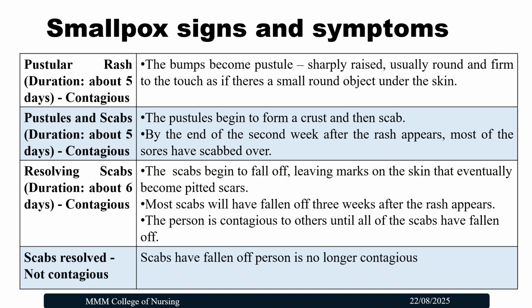The sixth phase is resolving scabs. Duration is about 6 days, and it is contagious. The scabs begin to fall off, leaving marks on the skin that eventually become pitted scars. Most scabs will have fallen off 3 weeks after the rash appears. The person is contagious to others until all the scabs have fallen off. The final phase is scabs resolved. It is not contagious. The scabs have fallen off and the person is no longer contagious.